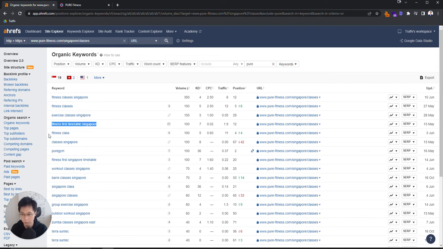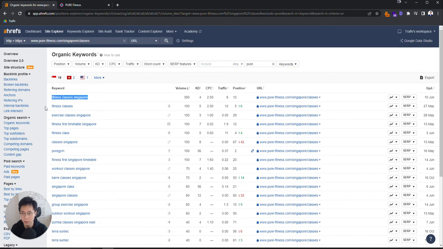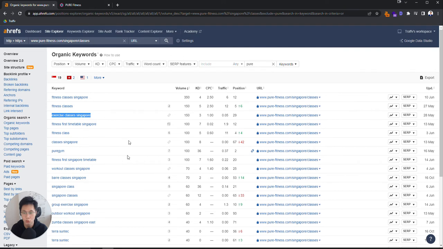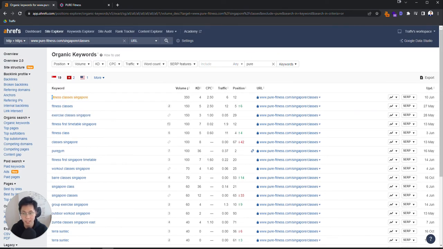So I will ignore this. I will take this into consideration, and I would ignore all of this. I'll basically focus on the first three. So now that I've shortlisted, I've looked at all of the keywords showing up for this specific page, eliminated those terms that I think are not relevant, and selected those that I think will be highly relevant. So I'm down to three: one, two, three.